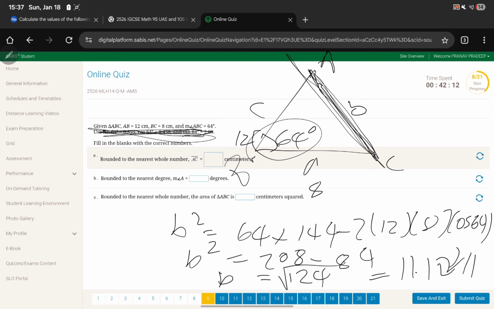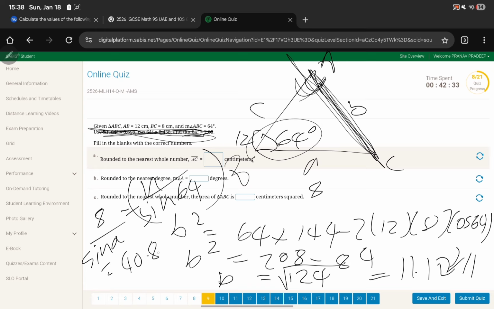Round it to the nearest degree, measure of A. Sine A over 8 equals sine 64 over 11. If you do this, you'll get 40.8, which is 41, not 40. It's 8 here, so it goes up to 41.